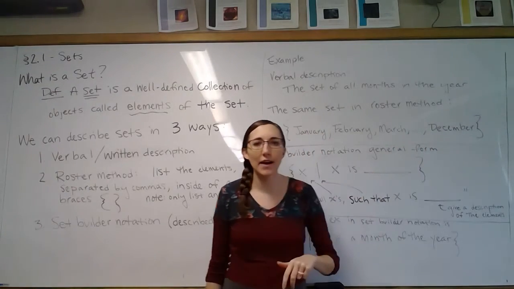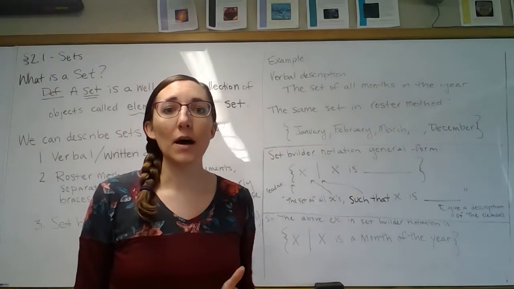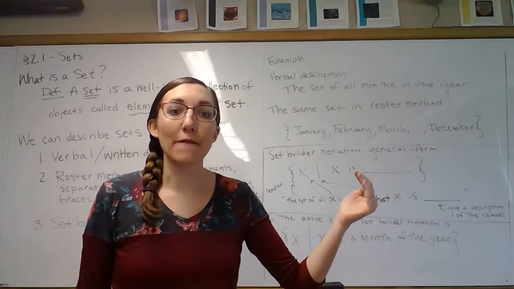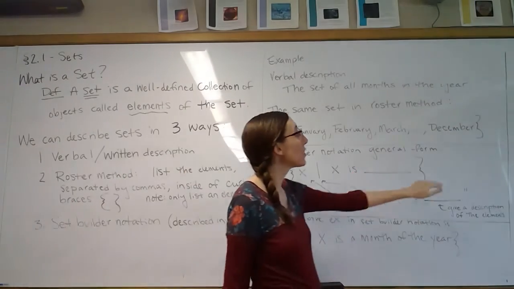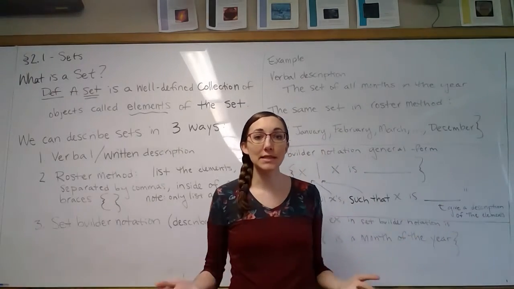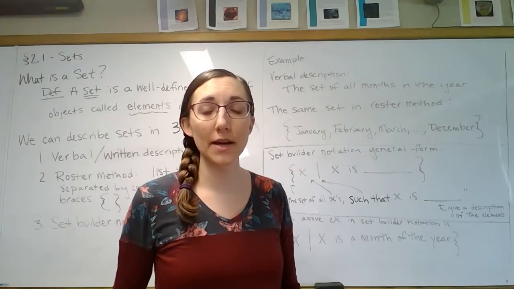But notice we still have commas in between all of those, so we can specifically see those elements separated out. And then notice when we're finished with the set, we use that closing curly brace to end out the set. So that's an example of what we meant by roster method and what those symbols would look like.